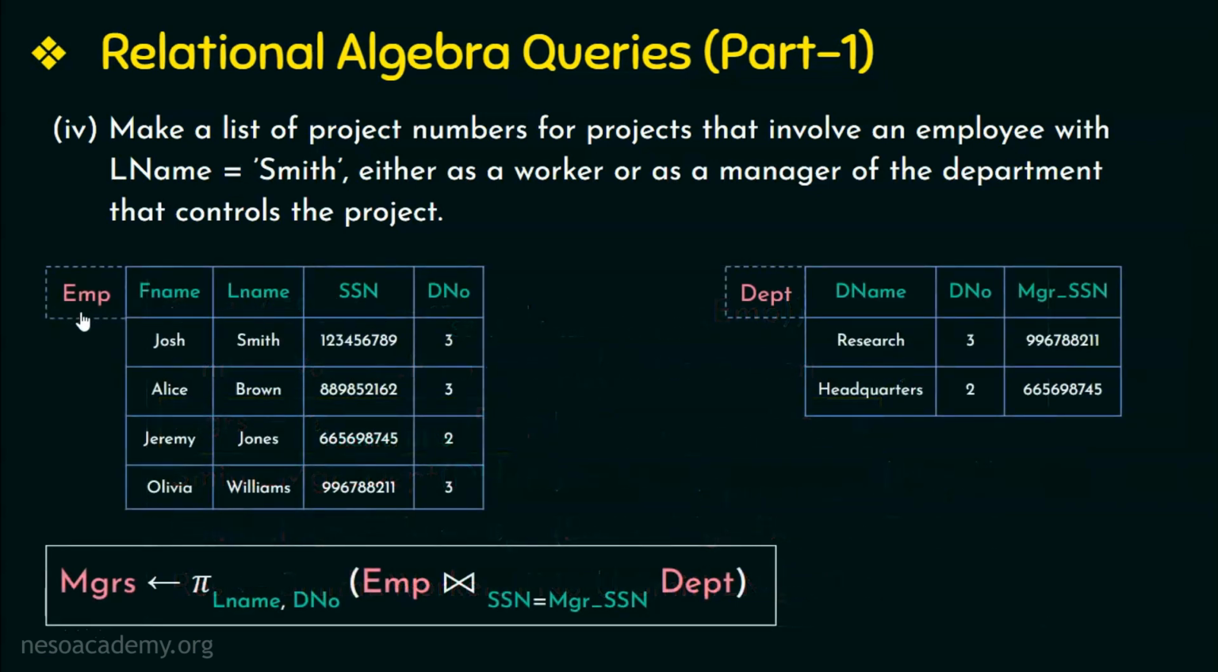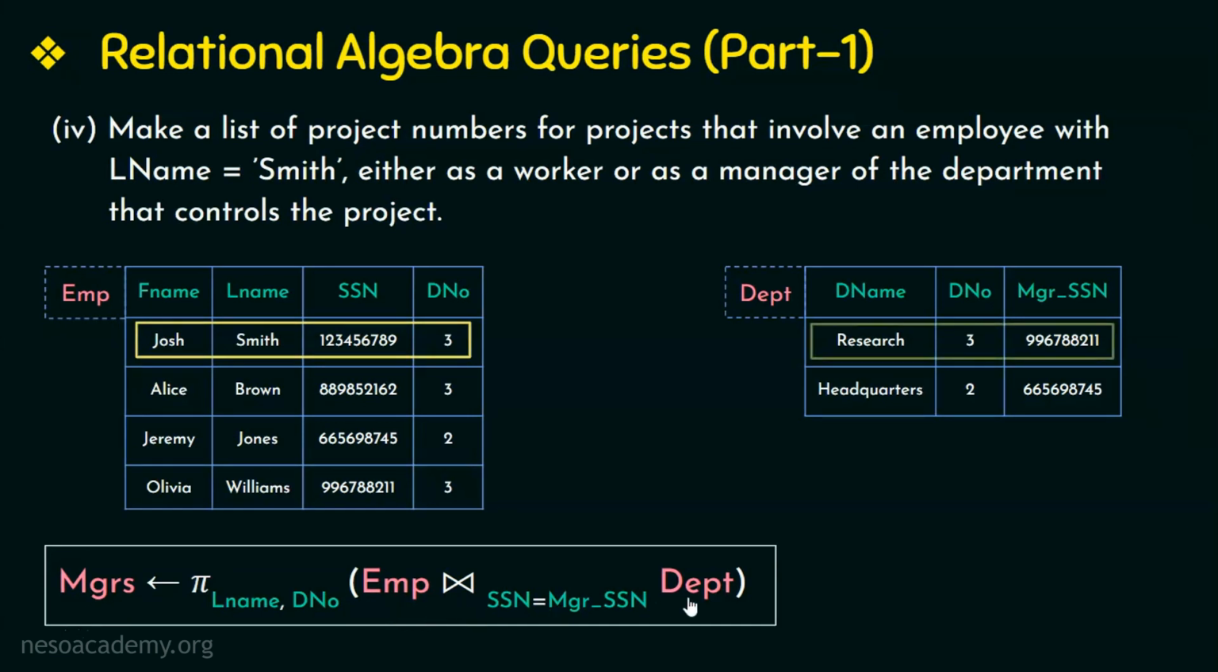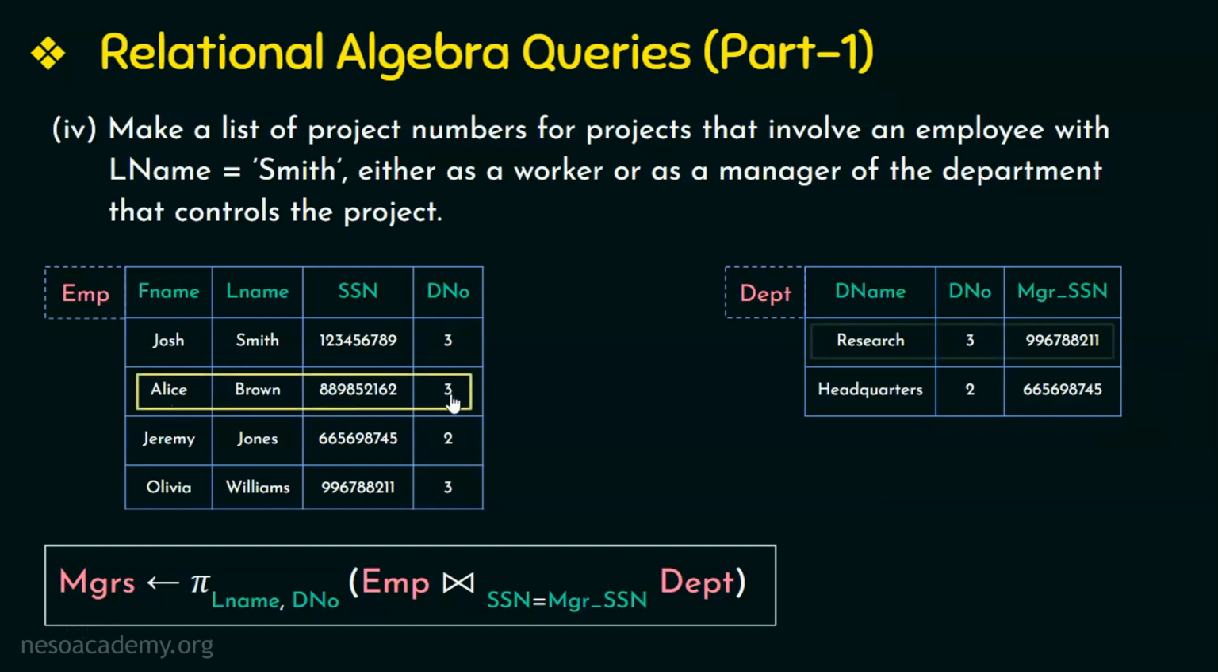If this SSN from the employee relation matches the manager SSN from the department relation, then that employee is a manager. We already know how join works. Each tuple from the left relation combines with all the tuples from the relation on the right. Similarly, the second tuple from the relation on the left combines with all the tuples from the relation on the right, and so on. Then from those combined tuples, the tuples that satisfy the given join condition, that is SSN is equal to manager SSN, will be displayed as a result of the join.